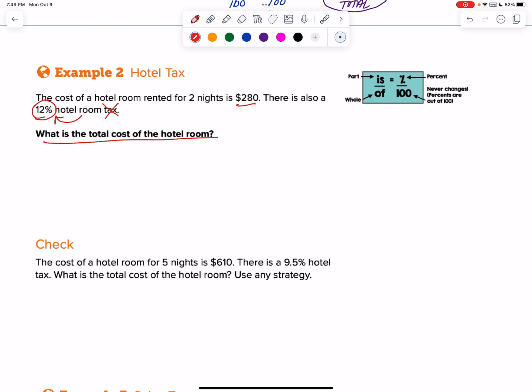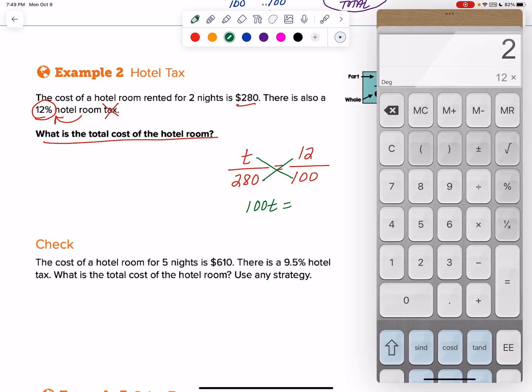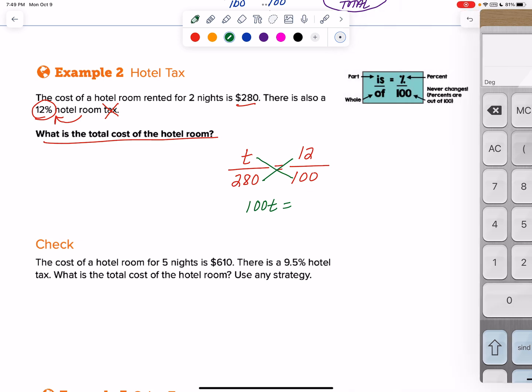All right, so let's create our template. We don't know what the tax amount is as money. We do know the cost of the rooms is $280. Let's set it equal to the percent. It says 12%, and it's always out of 100. We're going to use our means extremes, cross multiplying, set up the same way. Look how this looks the same every single time. So 100t equals, and then 12 times 280, if the buttons worked, 3,360.